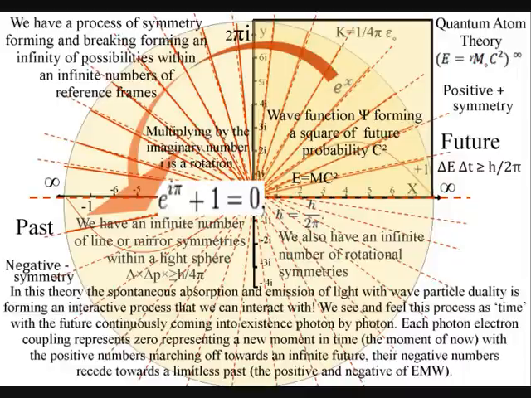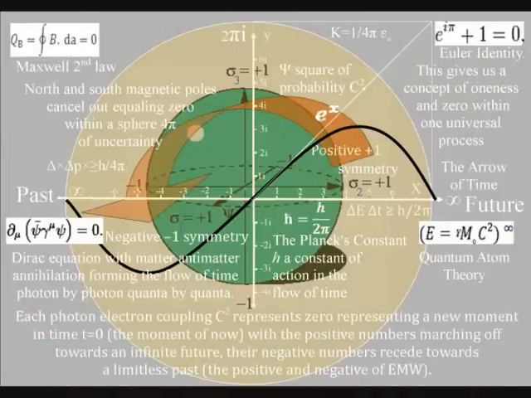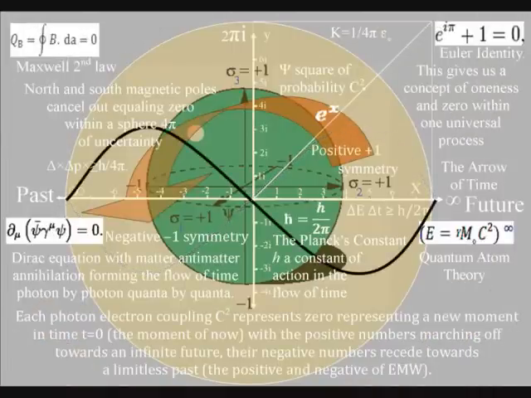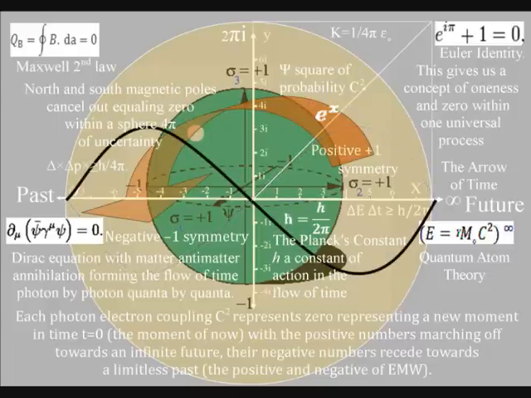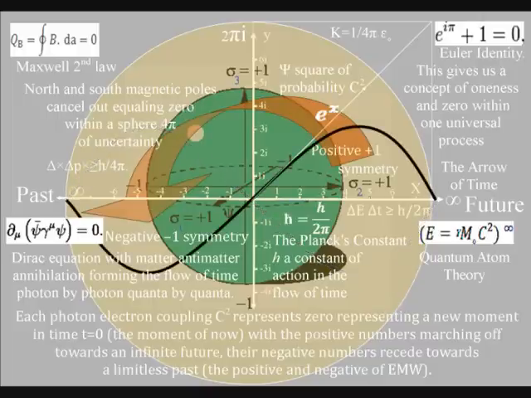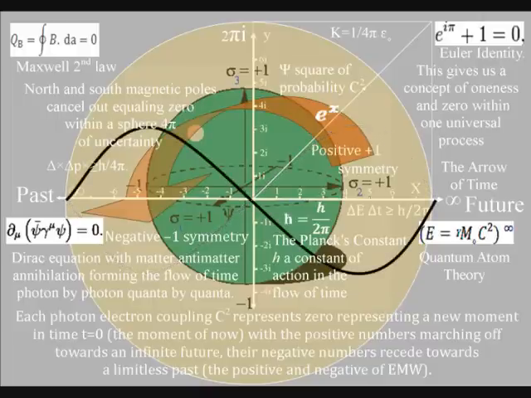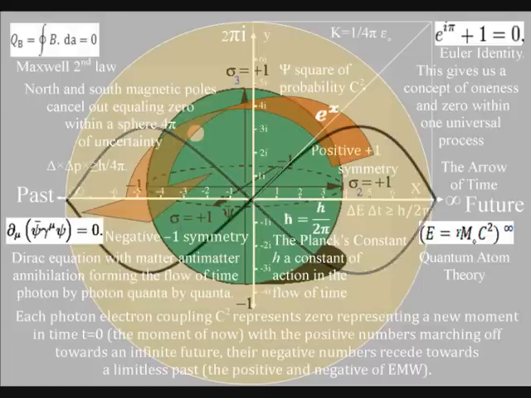This diagram shows a complex plane with the positive and negative numbers and the imaginary numbers going off at right angles, with 0 in the center. This still represents the geometry of a physical process. The 0 represents 0 time, or t equals 0, the moment of now, formed by light interacting with matter, with the positive numbers marching off, forming a potential future with a square of probability, and the negative numbers receding towards a limitless past, representing the positive and negative of electromagnetic waves.